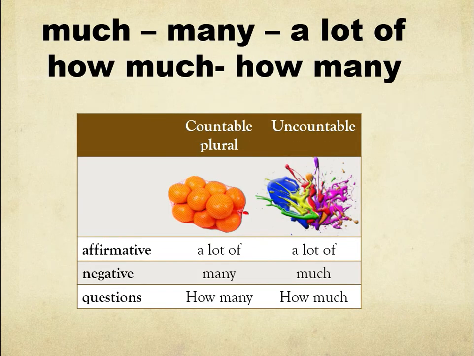Much, many, a lot of, how much, how many. Affirmative, negative, questions. Countable plural, a lot of, in countable and uncountable. Negative: countable plural, we use many. With uncountable, we use much. For questions, for countable, we use how many, and for uncountable, we use how much.